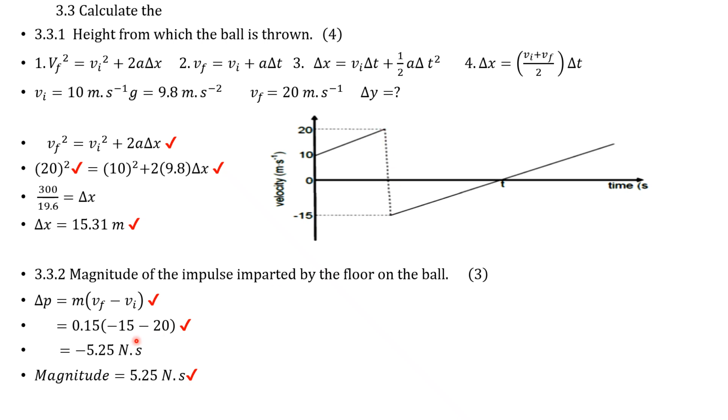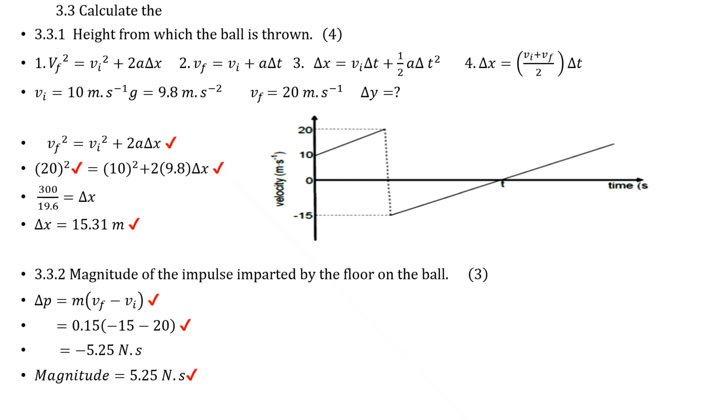It leaves the floor at negative 15. So initial 20, final negative 15. Negative 15 minus the 20 gives me negative 35, times 0.15 gives me negative 5.25 newton seconds. They only wanted a magnitude, so the magnitude equals 5.25 newton seconds. One mark for correct formula, one for correct substitution, and one for correct answer. So that's based on the graph.